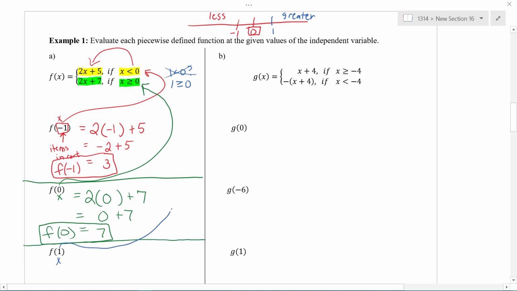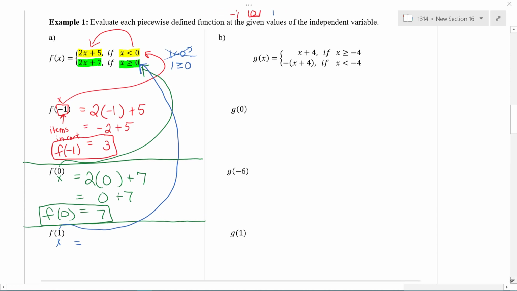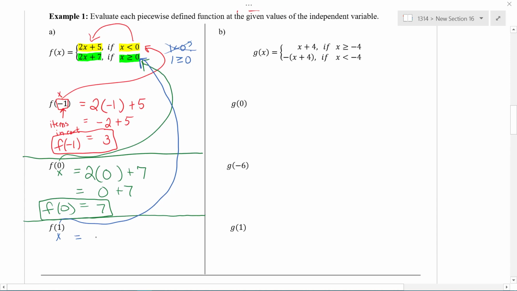So that means for that last function value, we are going to plug that into equation 2, that bottom equation. So we're going to use 2 times x plus 7. We're going to put a 1 into those parentheses, and we're going to simplify. 2 times 1 is 2. Bring down the 7. 2 plus 7 is 9. So if a 1 goes into this piecewise function, we get an output of positive 9. Okay.